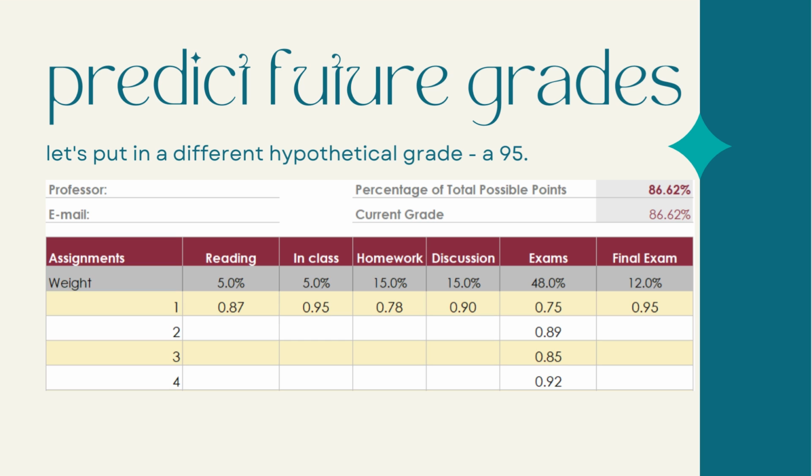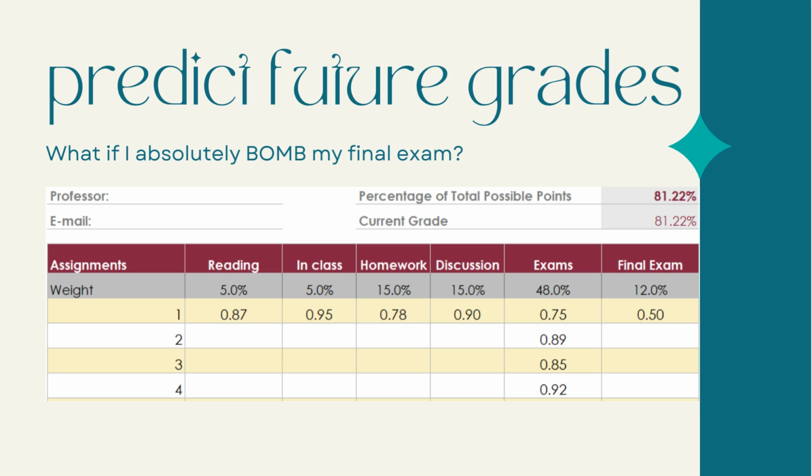So let's see what happens if I absolutely tank my final exam. Say I got a 50%, but I had an 85 up until now. You're still getting a B in this class, which just goes to show that you need to stress about your final exams, but maybe not as much as you think. So this is really helpful.